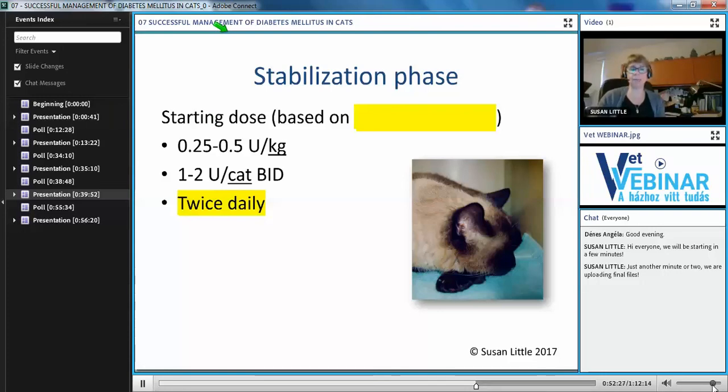In practicality, that means cats generally start at either 1 or 2 units a day. So if you just want to forget the whole thing about dosing on weight and say it's 1 or 2 units per kilo twice a day, that's a good starting dose for any insulin. They're all the same in cats. We can think of it that way.